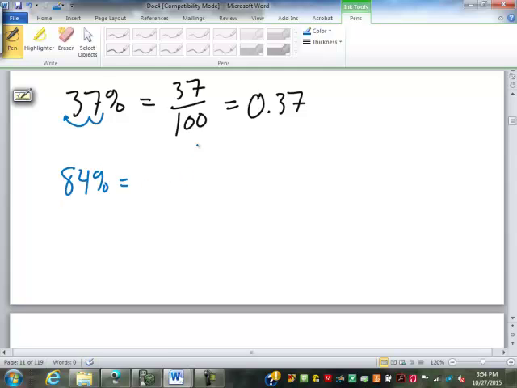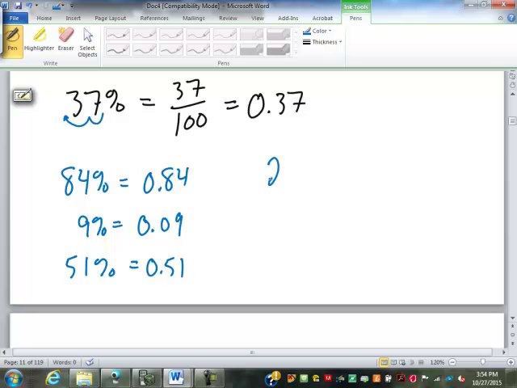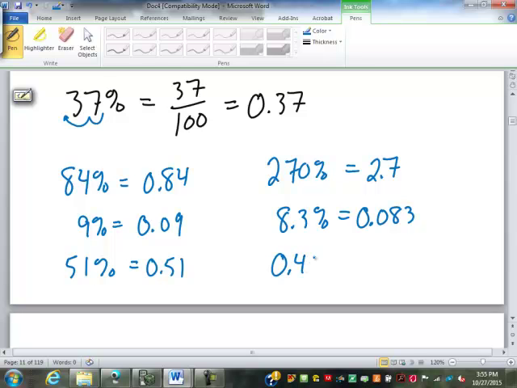So 84% is going to become what as a decimal? 0.84. 9% is going to become what as a decimal? 0.09. 51% is going to become 0.51. 270% is going to become 2.7. Good. 8.3%. 0.083. 0.4% is going to become 0.004.